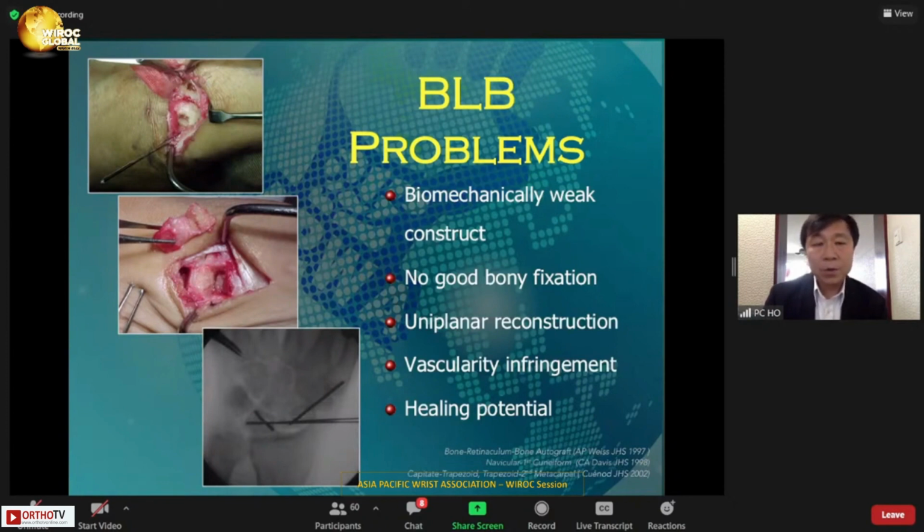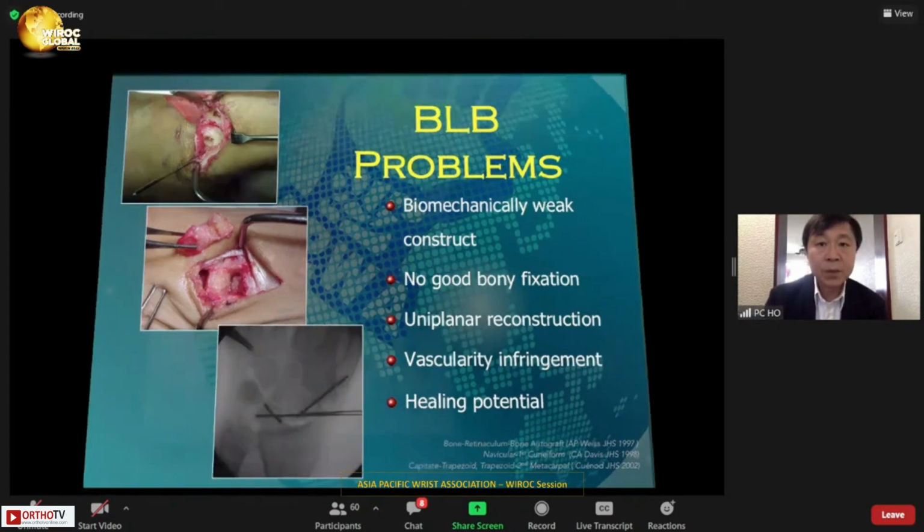But that has not always been easy, because bone-ligament-bone reconstruction is biomechanically a rather weak construct. It's very difficult to have a good bone fixation. This is one of the cases that have been done before, trying to use this bone-retinaculum-bone construct. It's found to be very difficult to fix the bone and also quite risky to create a trough. It only provides uniplanar reconstruction, and you can easily infringe vascularity and end up with complications like avascular necrosis. The healing potential of this small bone is also questionable.